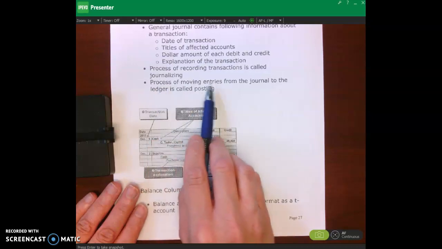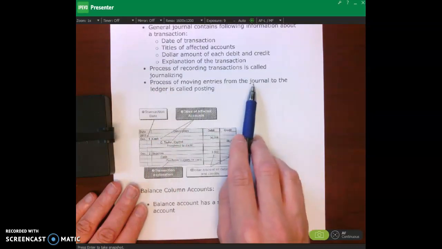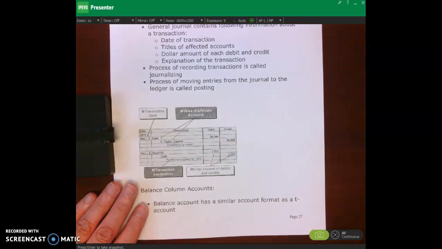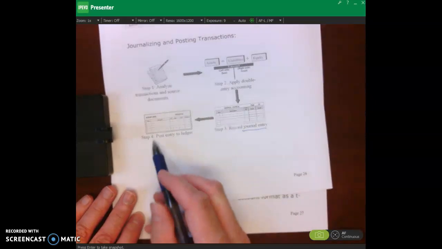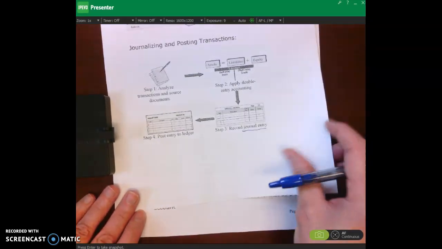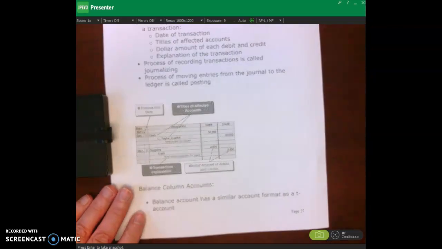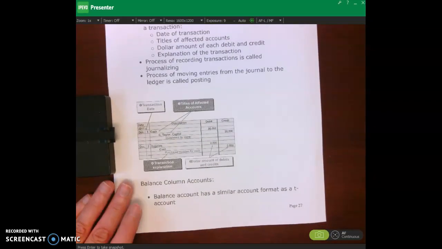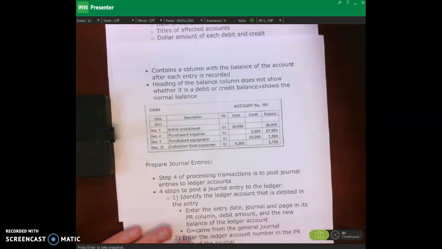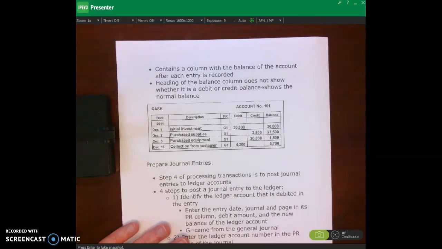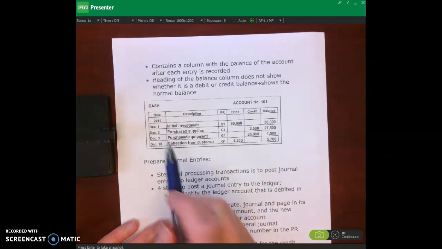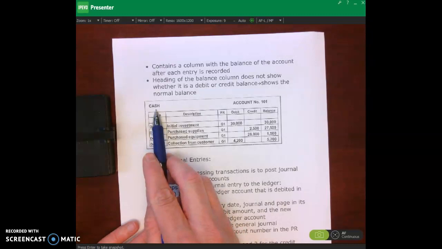Okay. Then what we would do is, on this bullet on page 27, the process of moving those journal entries from the general journal to the ledger is what we call posting. And if we look on the prior page, page 26, that's talking about step 4, posting to the general ledger. So we would come into our general ledger. And if I look at the top of page 28, I have this figure, which is our balance column account. This is an example of our general ledger. This is the cash account in the general ledger.